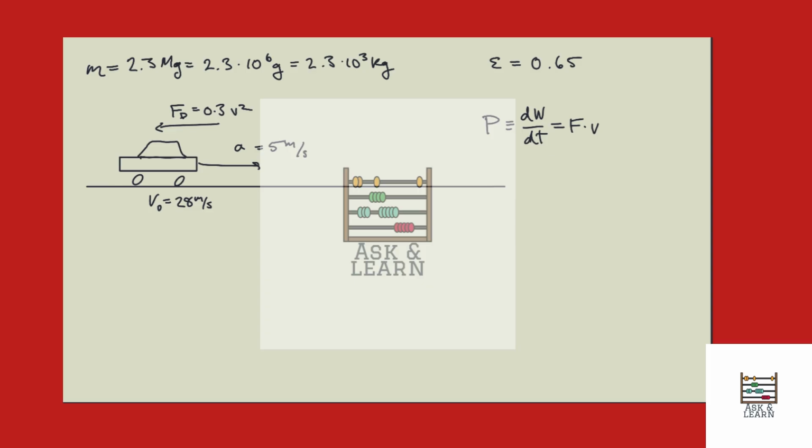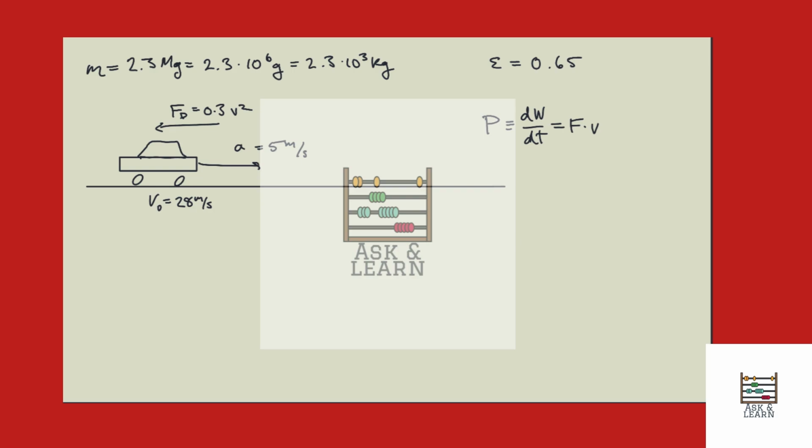Here we are given a sports car weighing 2.3 times 10 to the 3 kilograms, and it is traveling at 28 meters per second, and the driver causes it to accelerate at 5 meters per second squared. We are told that the drag resistance on the car due to the wind is given by this equation, 0.3 times the velocity squared, and we would like to determine the power supplied to the engine at this instant.